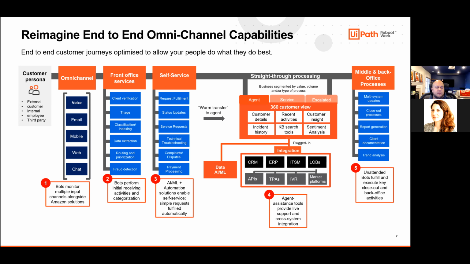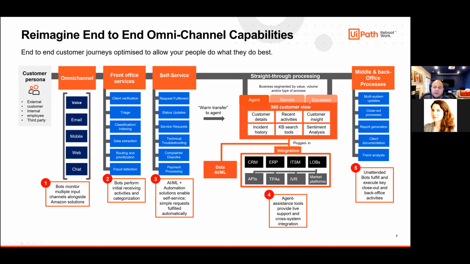Once all of that initial processing is done, there's a lot of opportunities for self-service fulfillment. That could be fulfilling requests, providing status updates, helping to troubleshoot, initiating a service request, fielding a complaint or dispute, or processing a payment, just as a few examples. And there's really strong use cases with both AI and ML and automation to help perform these. I think what a chatbot or conversational IVR can do with the power of UiPath robots behind them is fulfill a lot of these without needing human involvement.